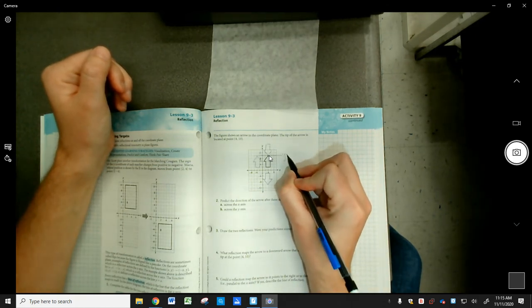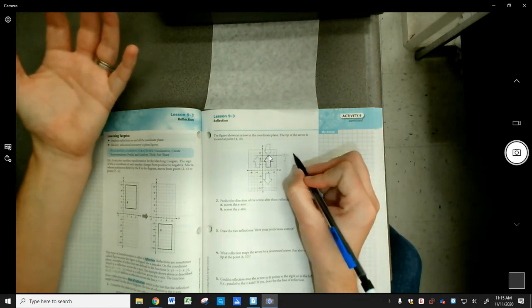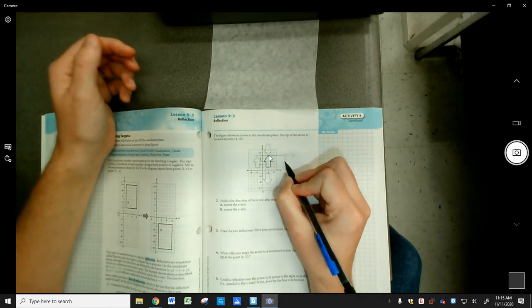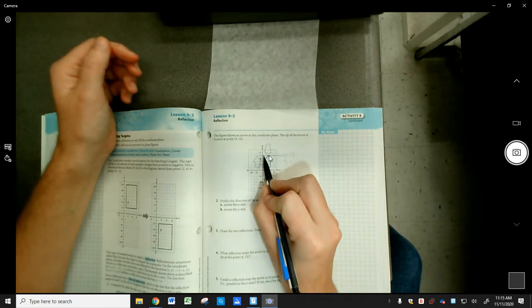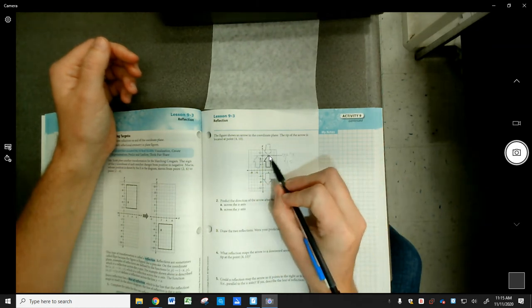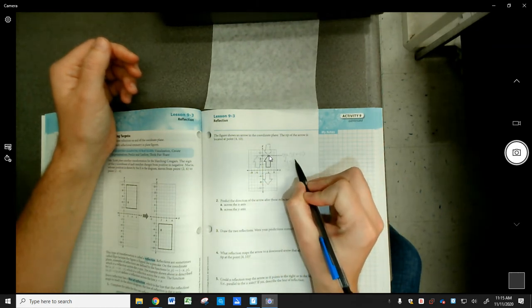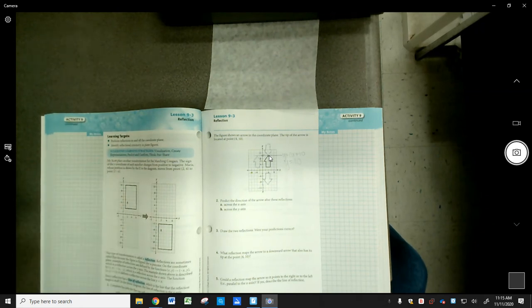So that's a y equals. The slope is 0, so 0x, but that's just y equals. And then you look at your y-intercept, which is 10. So y equals 10 is the equation for that reflection.